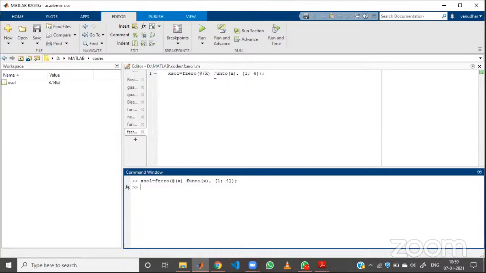Then after that, we have to give a space. Then write the name of the function in which you have stored the equation. Then a comma, then the initial guesses, lower limit and upper limit. So here we have x solve. The answer we have got here is x solve equal to 3.1462.